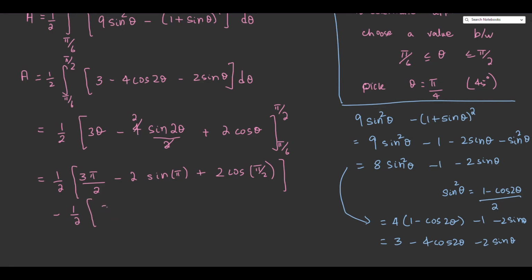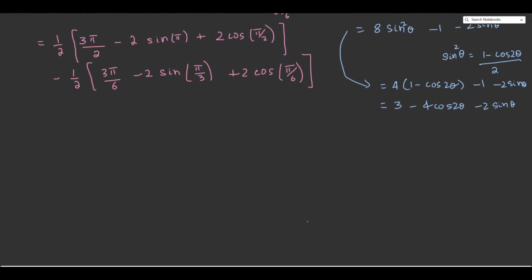The lower limit is this 3 pi by 6 minus 2 sine. This becomes, what do we get here? Sine pi by 3, plus 2 cosine pi by 6. Okay.